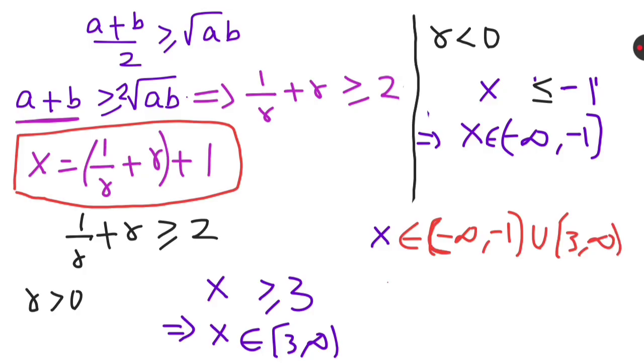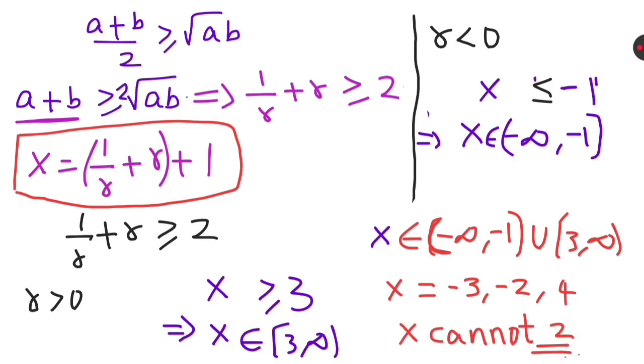That means x can be minus 3, minus 2 and plus 4. Here also x cannot be 2. So in both cases we got the same answer: x cannot be 2. I hope this video helped you understand how to tackle problems involving GP and range of expression using 2 different methods.